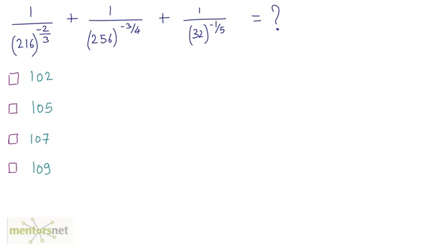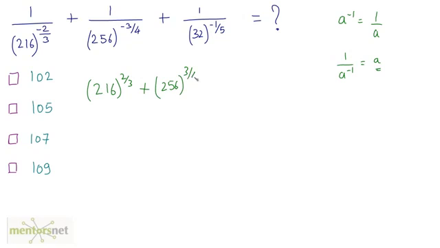Okay, what could be the answer of this next question? You know the formula. If a is raised to minus 1, it is equivalent to 1 by a. So if you have 1 by a raised to minus 1, it is equivalent to a. So you can write this complete thing as 216 raised to 2 by 3 plus 256 raised to 3 by 4 plus 32 raised to 1 by 5. So you have it right there.